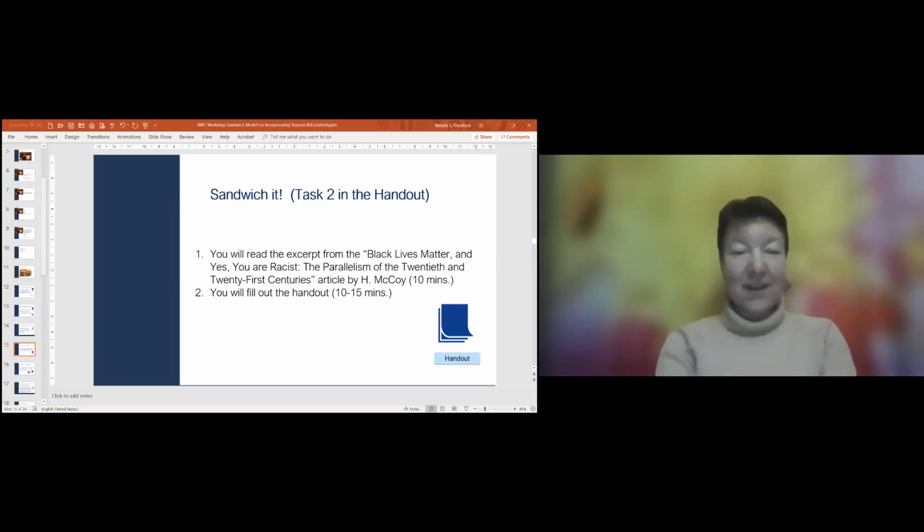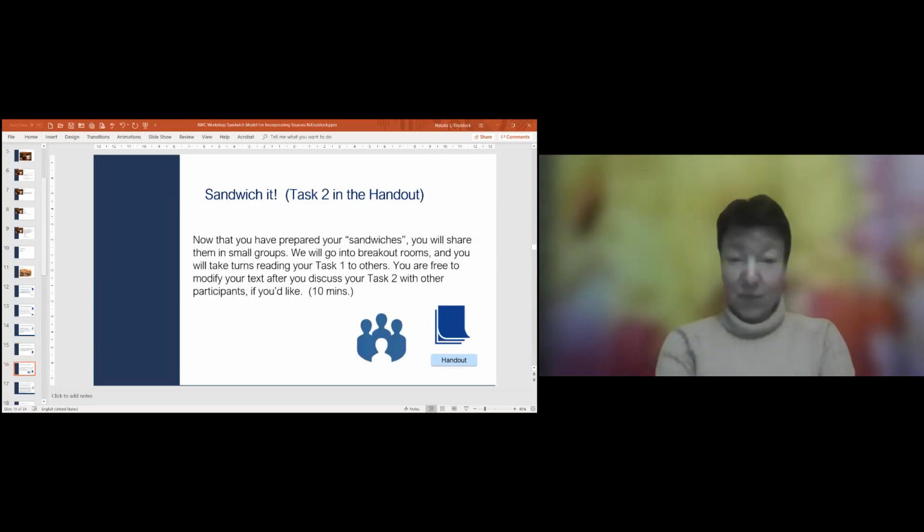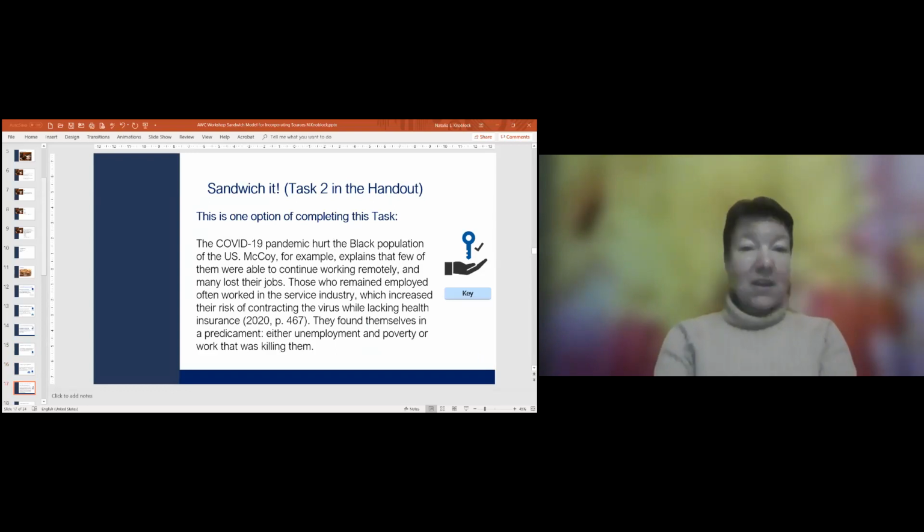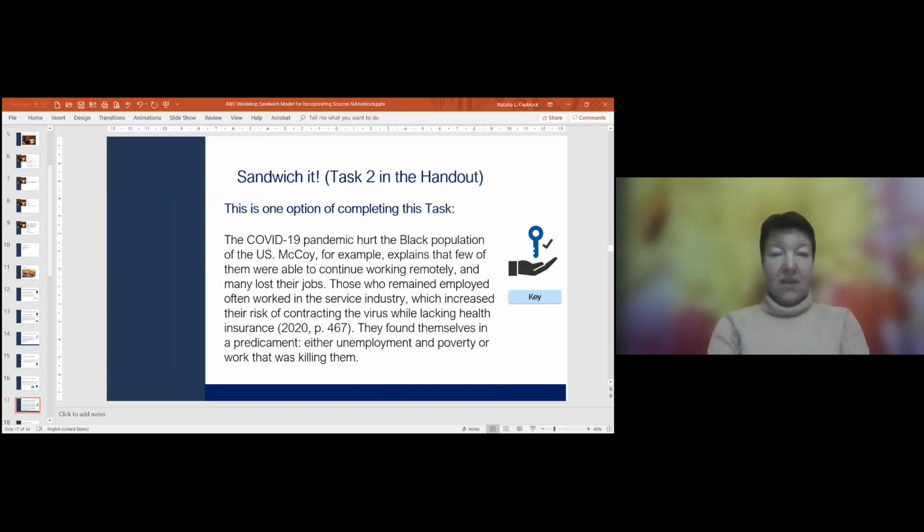Let's skip to the example that I came up with. It's only one possible way to do that. So I guess you can see my screen, right? So here is my topic sentence. COVID-19 pandemic hurt the Black population of the US. McCoy, for example, explains that few of them were able to continue working remotely and many lost their jobs. Those who remained employed often worked in the service industry, which increased their risk of contracting the virus while lacking health insurance.